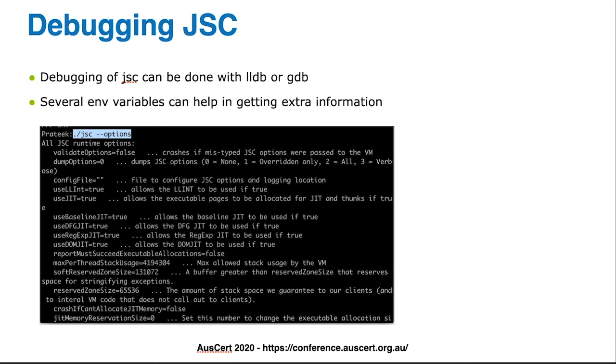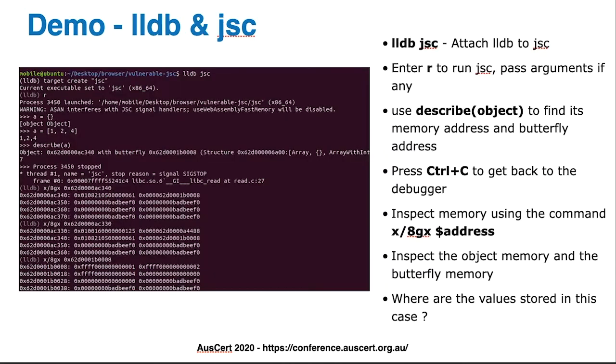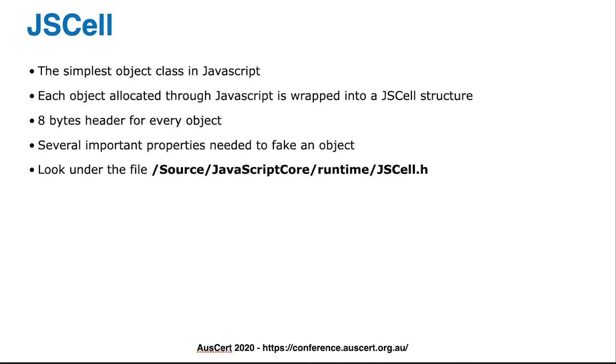This is how you debug JavaScript code. So debugging of JavaScript code can be done using either LLDB or GDB, depending on which platform you're running it on. You can also set several environment variables that can help you in getting a lot of information, as you can see in the image below. So here are some examples on how you can debug JavaScript code using LLDB on a Linux machine.